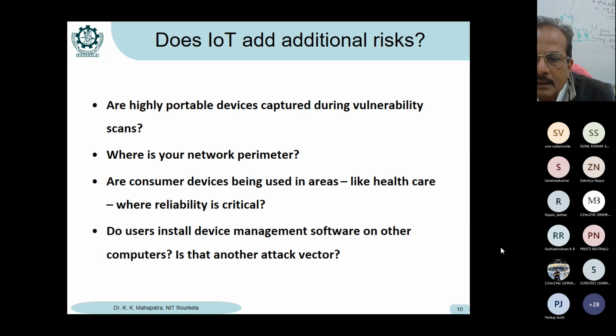Then the next part is this one. Do install device management software on other computers. Is that another attack vector? Because we are saying that there are so many devices on the internet, and if anything is at risk, that could create risk for them.